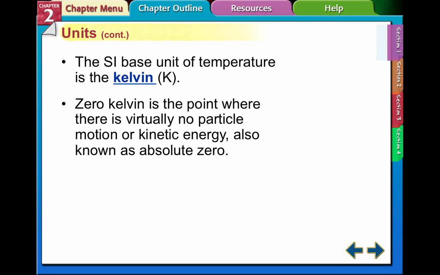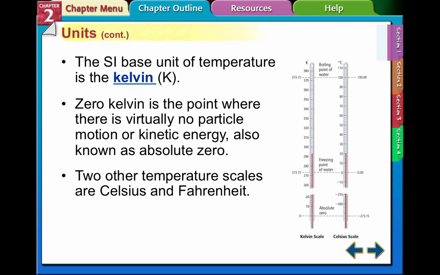Okay, Kelvin. We specifically in our lab don't have instruments that will measure Kelvin, but we can convert between Kelvin and Fahrenheit and Celsius. Okay, 0 Kelvin is the point where there's virtually no particle motion or kinetic energy. It's also known as absolute zero. Okay, you can also use, as I said, Fahrenheit and Celsius. We will be using Celsius for everything that we do, and you can see on the right here where they compare the two.